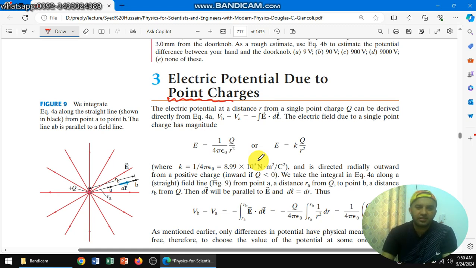So, in this lesson, I am going to explain electric potential due to a point charge. This is chapter number 24. The topic name is electric potential due to a point charge. Let me explain what is meant by point charge.